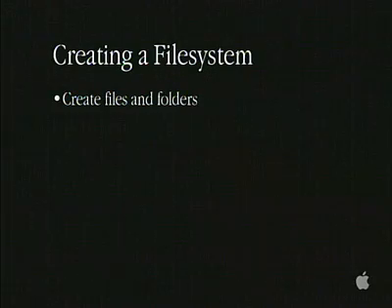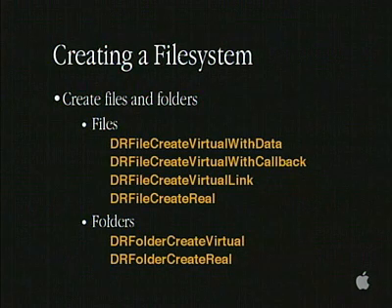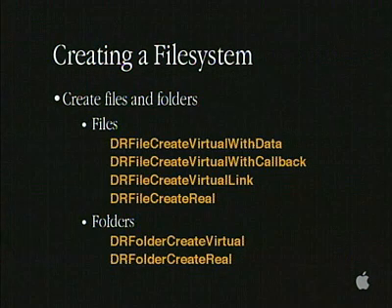Okay. So presumably, you have some idea of the file system you want to create. You'll know what structure you want. So you create a bunch of file and folder objects. We've got a bunch of APIs to create all the different kinds of files and folders. Creating real files and real folders is pretty straightforward: dr file create real, dr folder create real. You can create a virtual folder. You just have to specify the name for the folder, and everything else is pretty much default. You can change the properties if you want.